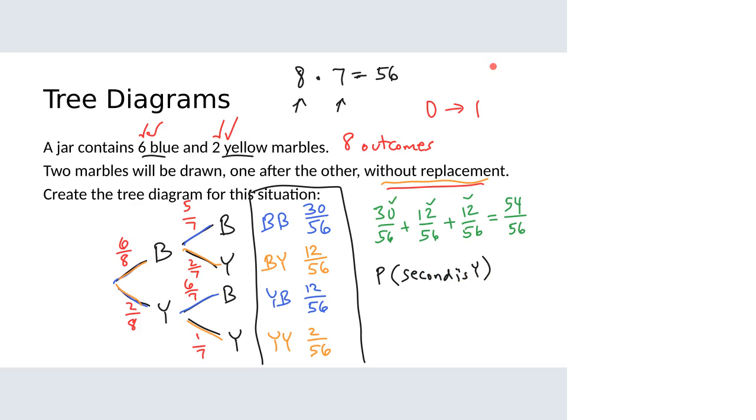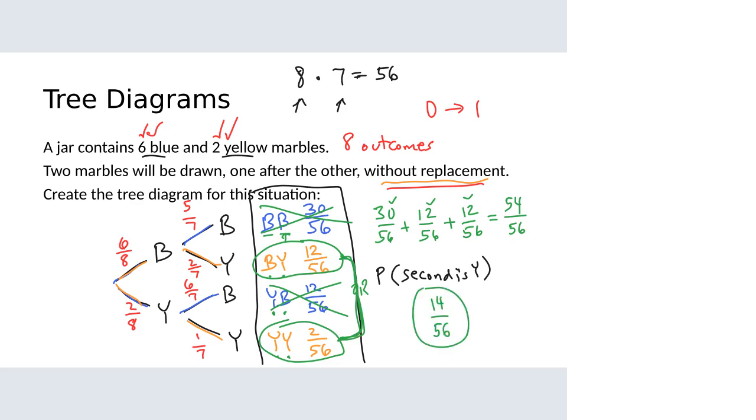So what we need to do is go identify our successes. So blue followed by blue. Nope, the second one is blue, so that's no good. Blue followed by yellow. Yep, the second one was yellow. Yellow followed by blue. There's a yellow one in there, but it was first. So nope. Yellow followed by yellow. Yeah, the second one's yellow, so that's a success. So I could get the second one yellow this way or this way. So I need to add these together. And 12 out of 56 plus 2 out of 56 will be 14 out of 56. Let me know if you have questions about how we arrived at that answer.